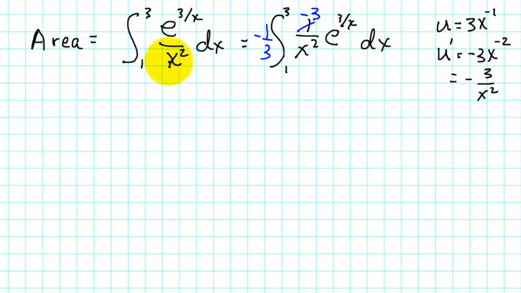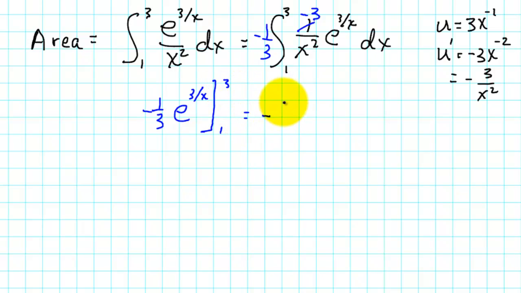Now again, at the end, if this answer happens to come out to be a negative number, that's going to indicate that our area was below the x-axis, and we'll take an absolute value. We'll worry about that when we get to the end. So now if we apply our integration rule, we have our constant out front times, and now we have u prime times e to the u, so our integral is just e to the u. And we need to evaluate this between 1 and 3.